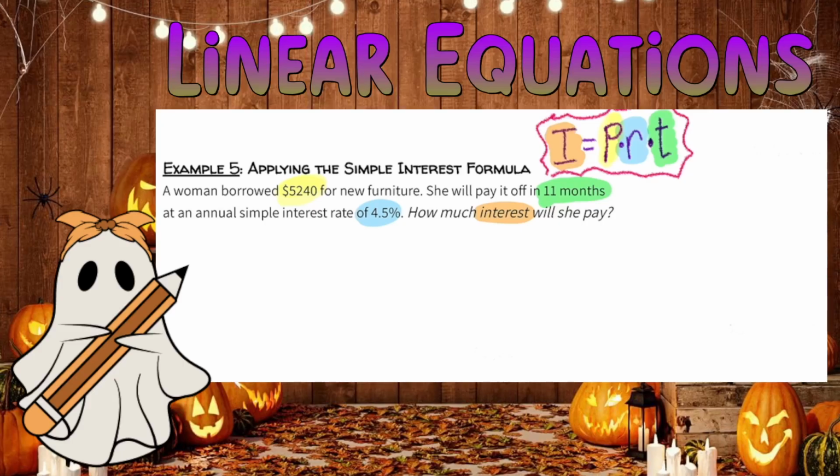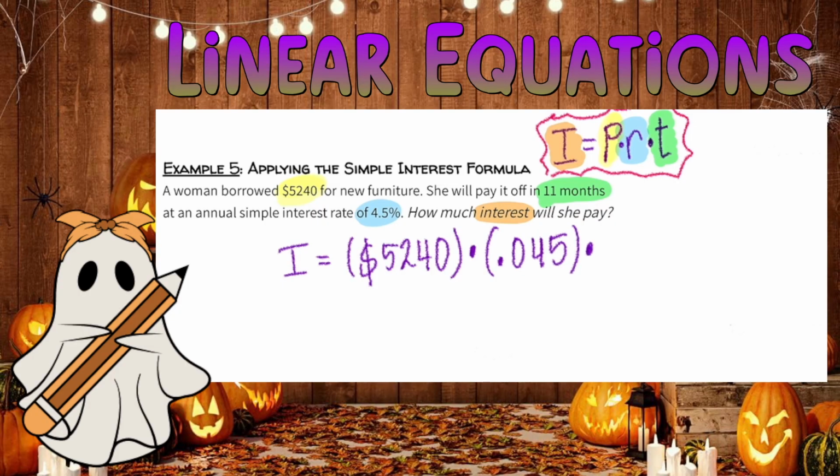So let's go. All right, so if I fill everything in, interest equals P, which is $5,240, times 0.045, which is the rate, times time, which is 11 months. I'm actually going to try to get in the habit of leaving more units in my work because in calculus, it's very helpful. So I need to change that to years. 11 months is 11/12ths of a year.